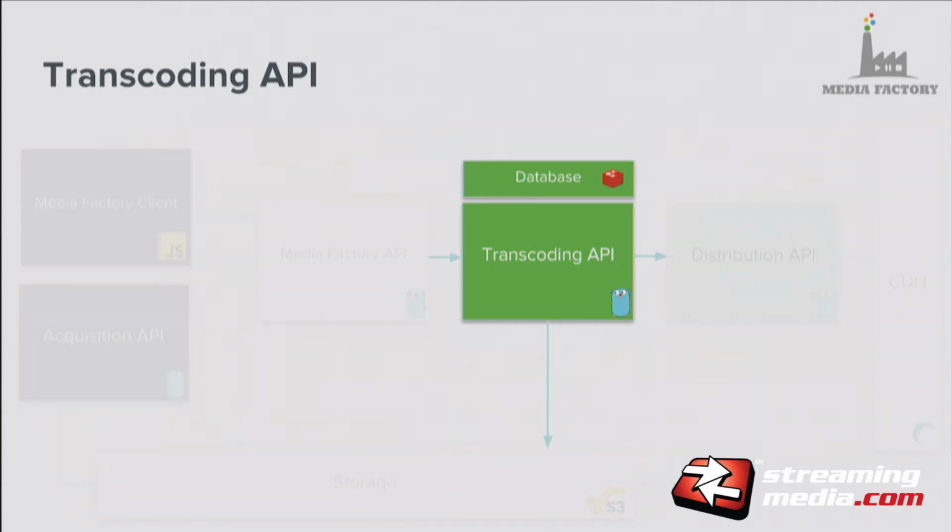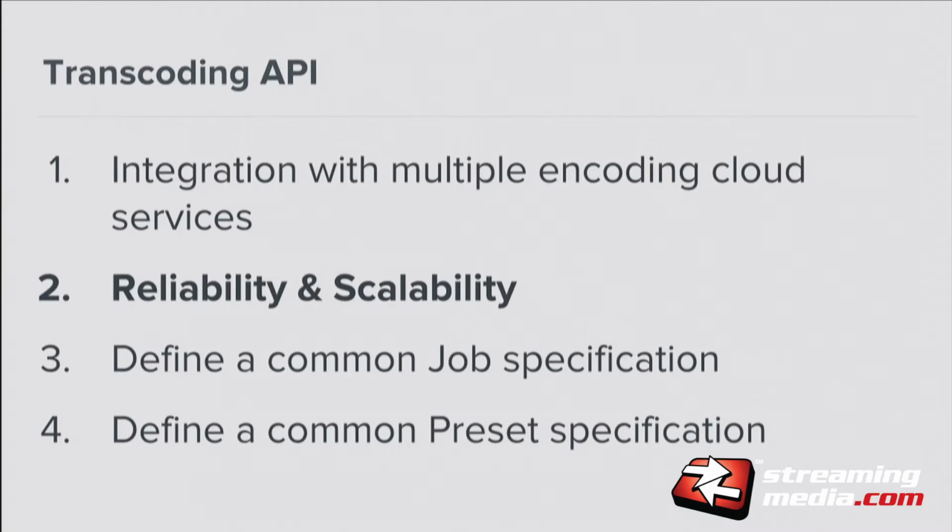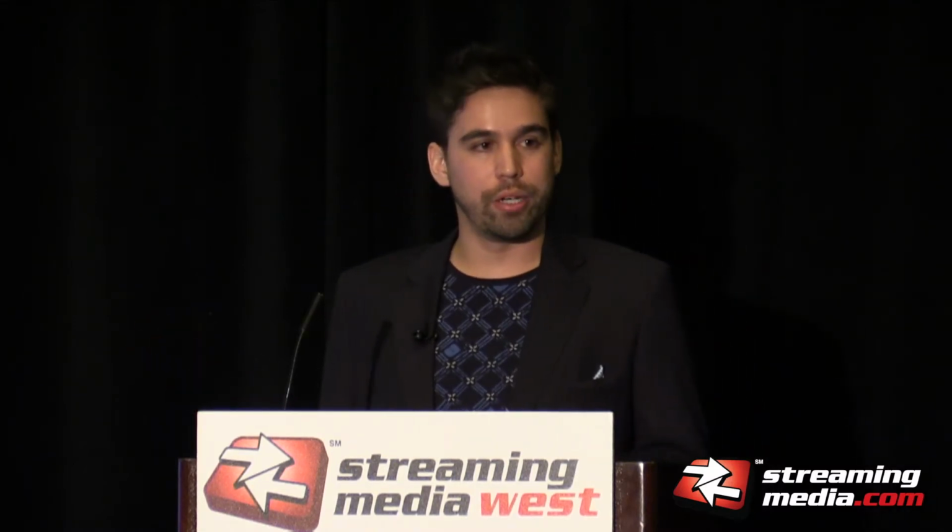So moving to my favorite part, the Transcoding API. That's why it's green, this green color. We have a database in Redis. This is the Redis logo. It's written in Go as well. And the idea of the Transcoding API is not to implement transcoding code using libraries like libav or ffmpeg. We wanted to write just a wrapper to the encoding cloud services that are available right now, so we can achieve reliability and scalability automatically.